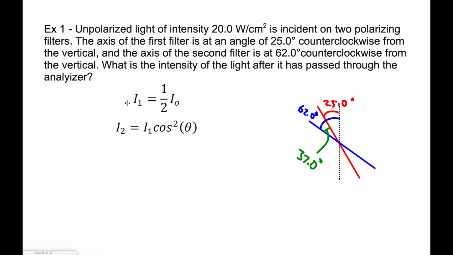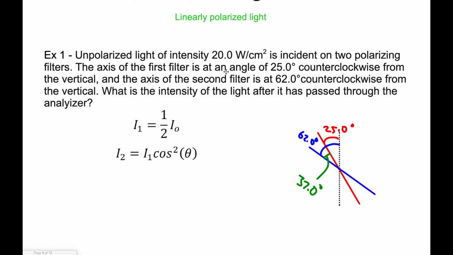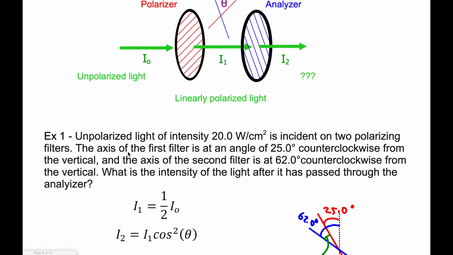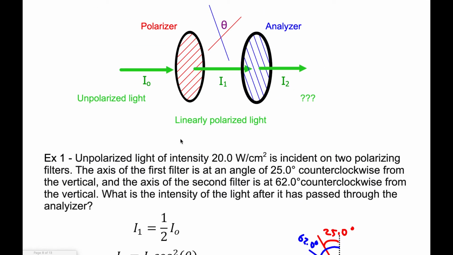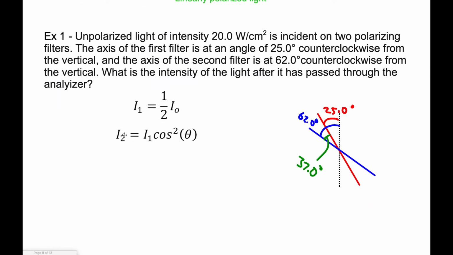The formula that tells us what intensity of light makes it through the first filter, so I1, going from unpolarized light to polarized light. The intensity that gets through is just half of our original intensity. Going from I1 to I2, now we have to take into account the orientation of our filters. So I2 is equal to I1 times cos squared of theta.